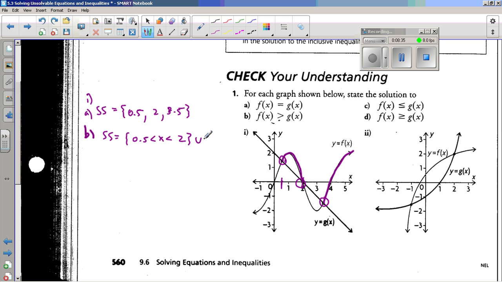And I put that together, that's set union, with another set. How would I describe those? About 3.5 and over. x is greater than 3.5. And of course, you could write those in your interval notation, whichever style makes you happier.